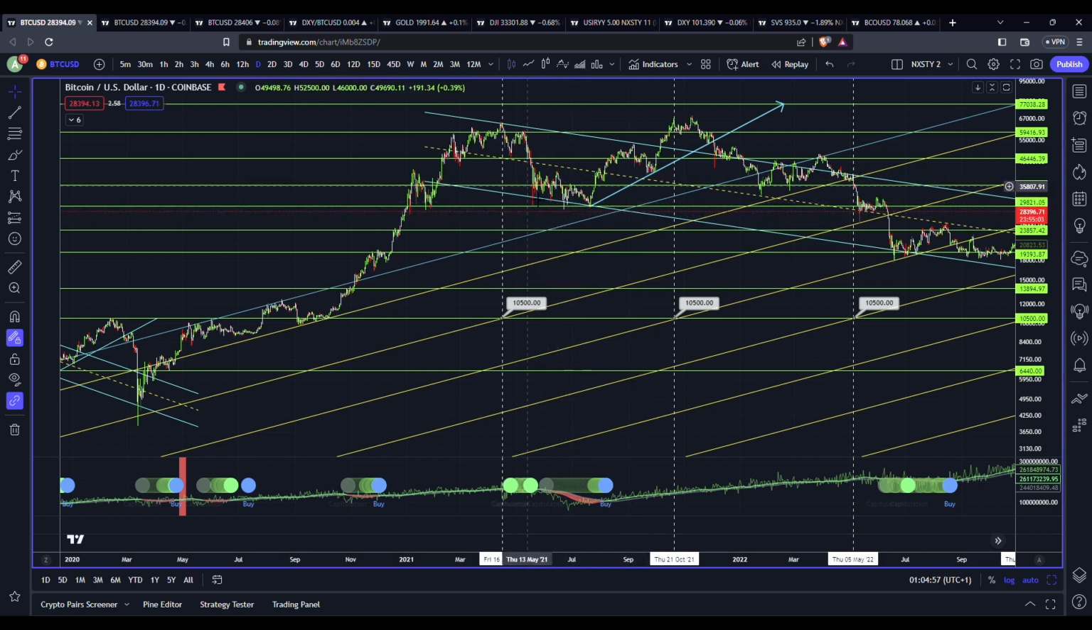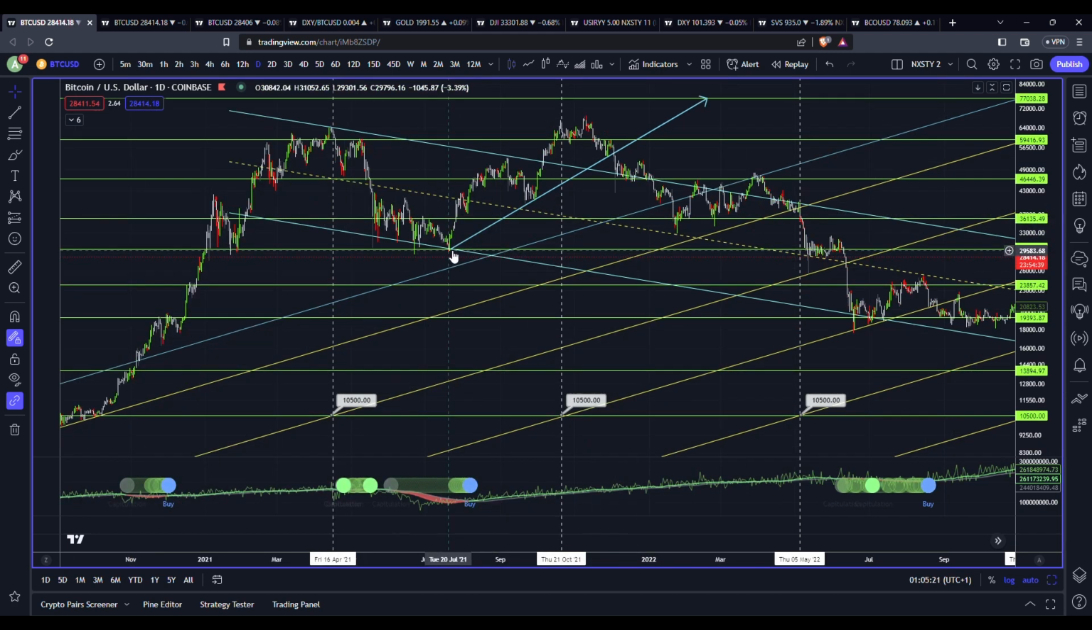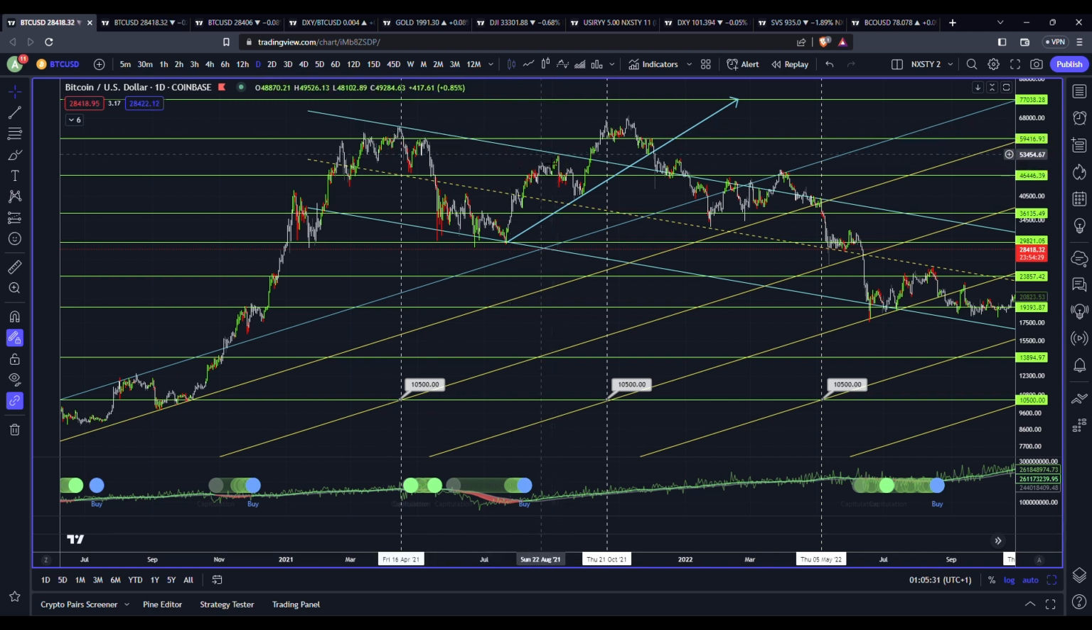So our 29 level is very important, as you can see. Multiple pushbacks, but the buyers came and saved the day here. As soon as we retested this level, exactly at the bottom of this channel, we then pushed higher to retest the top of the channel.